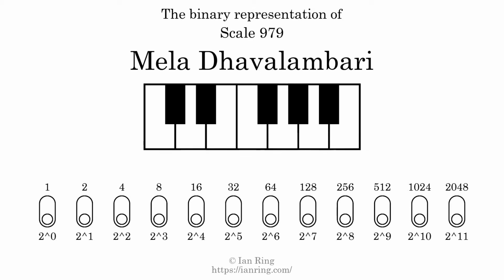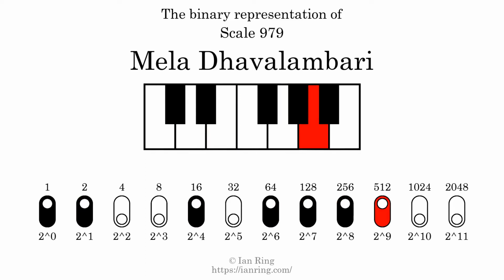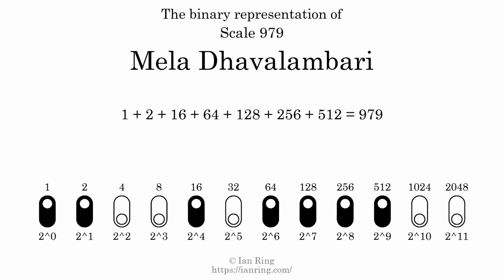The binary representation of this scale is determined by mapping tones of the scale to binary digits. Each binary digit represents a power of 2. To get the scale number, we add the powers of 2 together. The powers of 2 that are present in the scale, all added together, equals 979. That is why the scale number, in decimal, is 979.